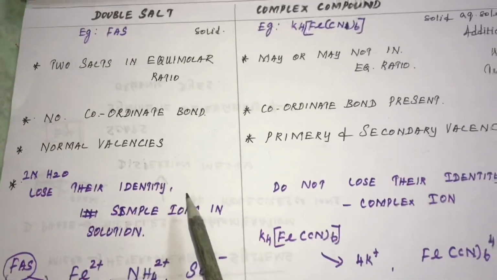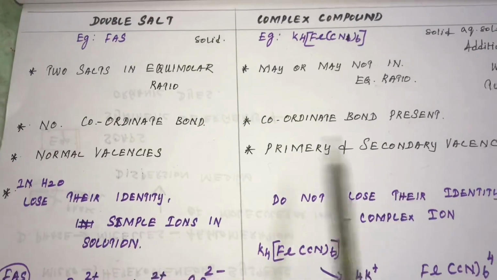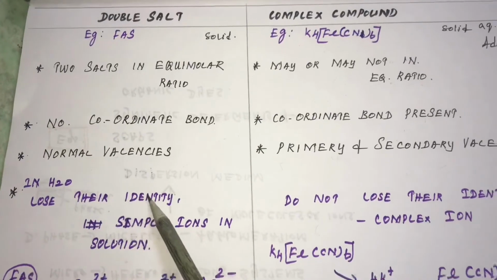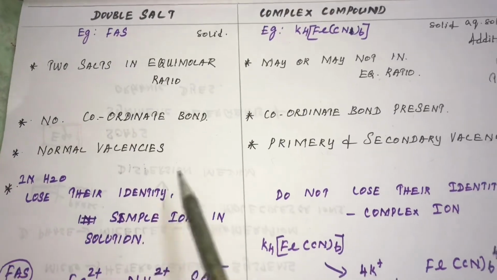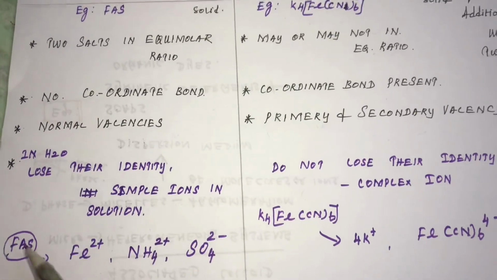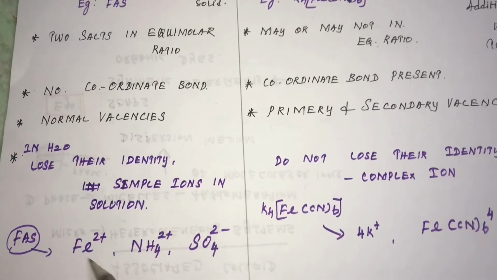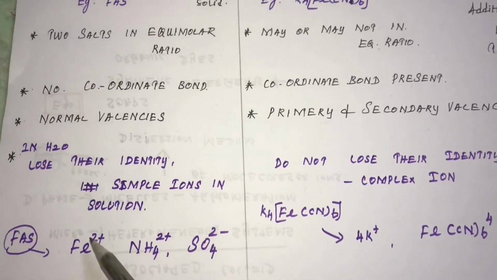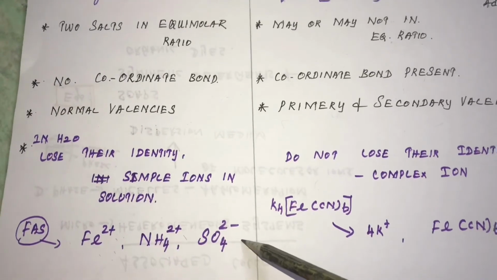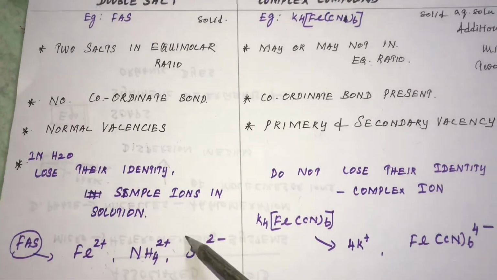The main difference between a double salt and a complex compound is their solvation property. In water, the double salt loses its identity and converts into its simple ions in solution. For example, when we dissolve ferrous ammonium sulfate in water, it dissociates into the Fe2+ ion, ammonium ion and sulfate ion. The solution will respond to these ions.